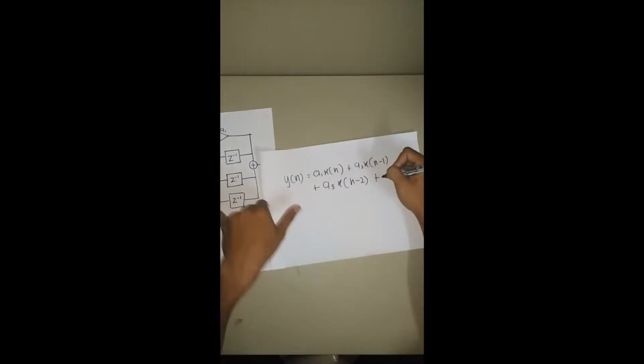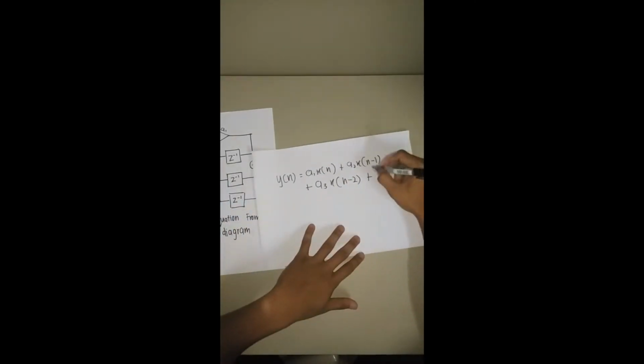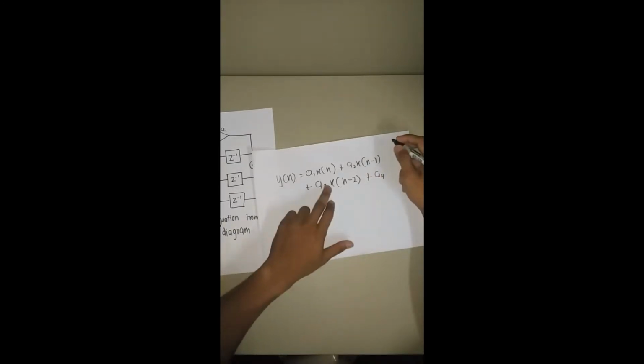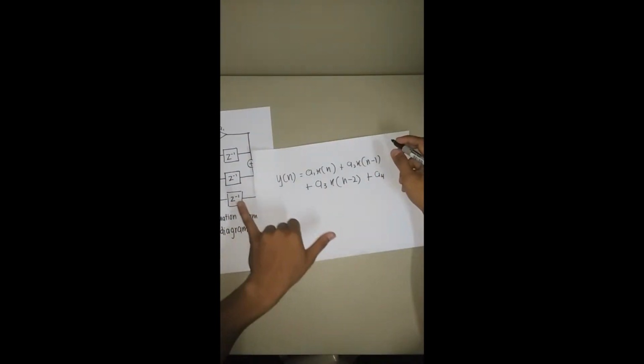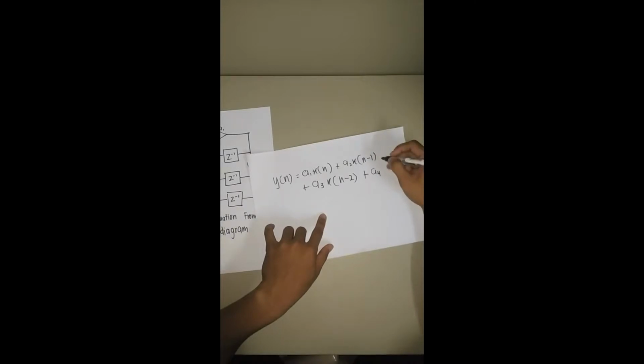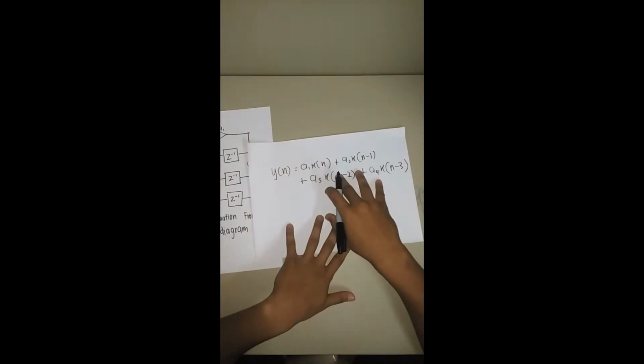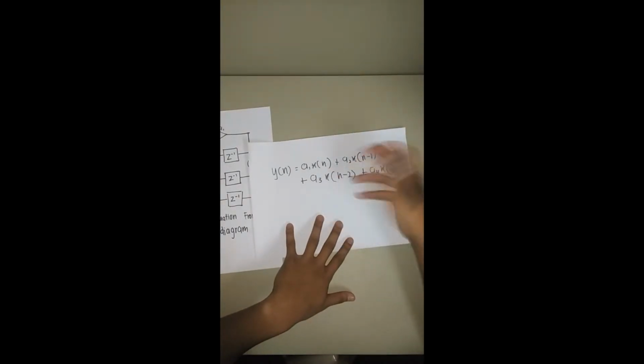Then moving to a4, again we need to multiply by x, but the x needs to be delayed by 3, minus 3. So it will become x n minus 3. So that is how we get the equation.